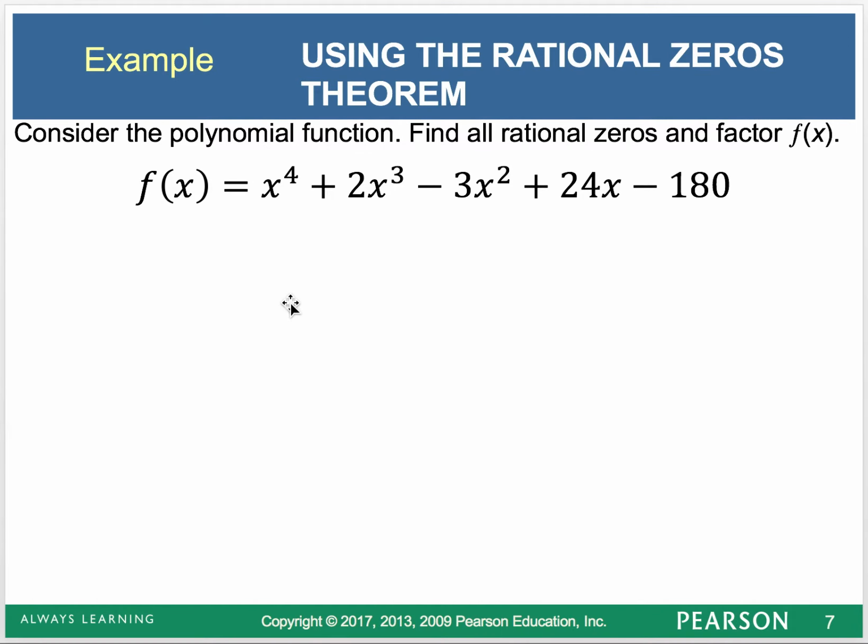All right. So this says, consider the polynomial function, find all rational zeros and factor f. So a couple of things I know from those theorems we just had. I better have 4 zeros, right? Because it's a 4th degree polynomial. I will have 4 zeros. Now they may not be 4 different zeros, but I'll have 4 zeros.